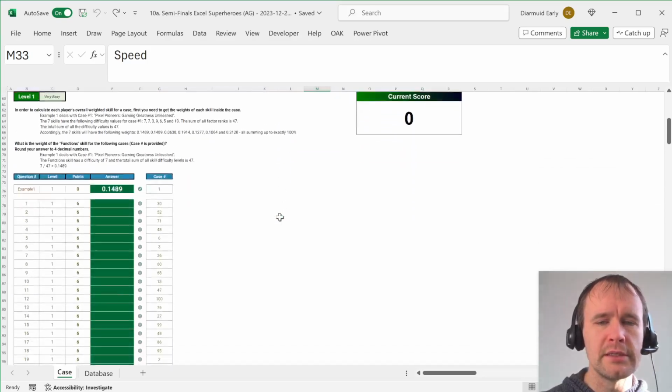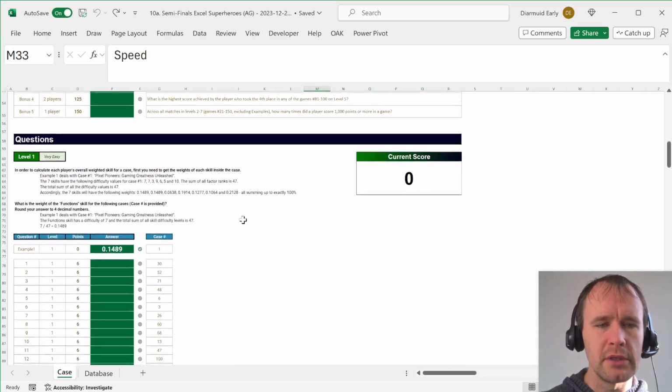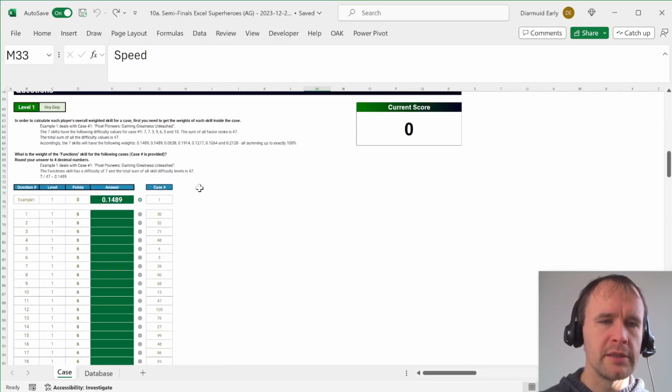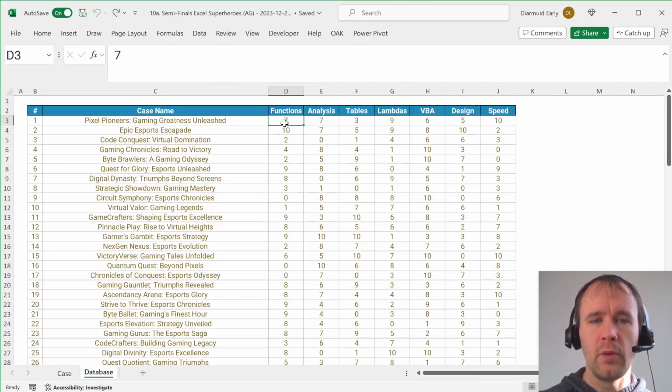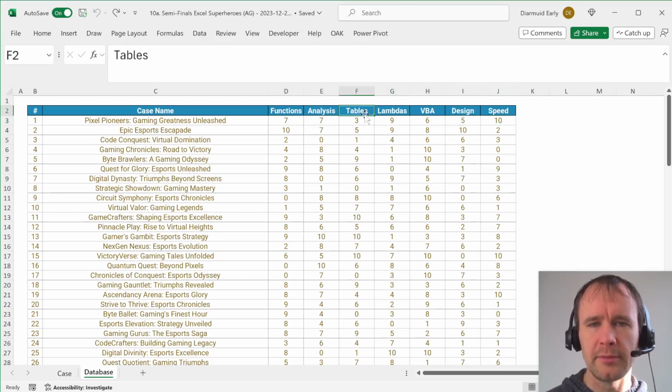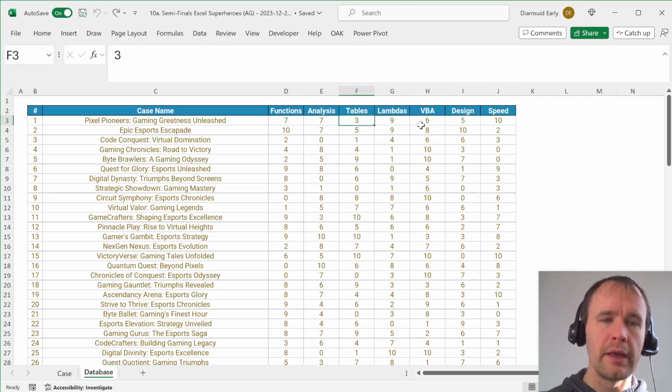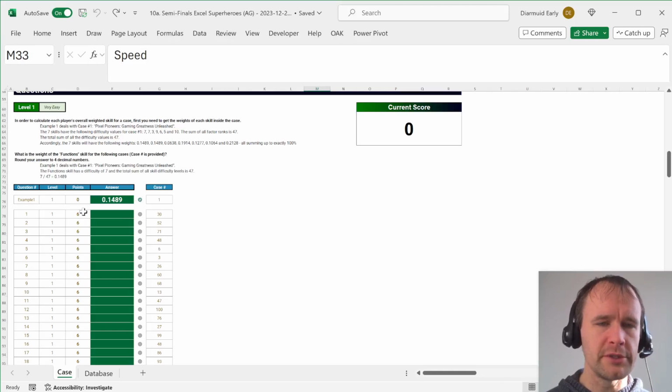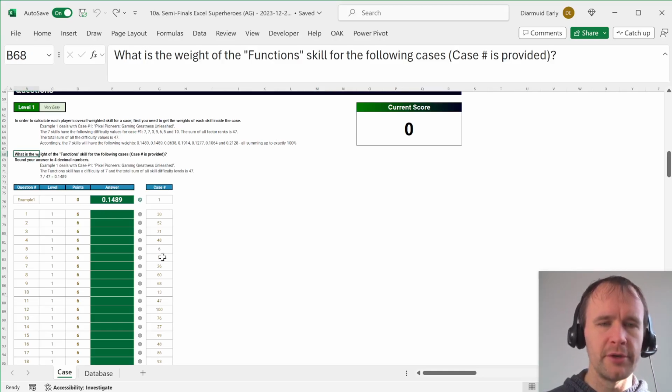I'll come back to the bonuses later. The idea is that first we're going to calculate a weight for each one of these things. Here the points add up to 47. So the weight of each one is the raw points divided by the sum, divided by the 47. Speed will be the highest weight, tables will be the lowest weight, but they'll all add up to one. So the first question is just testing that. You've got to figure out the weight of the function skill for each of these cases.